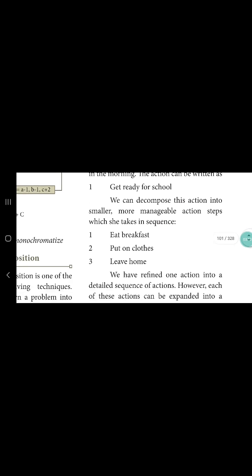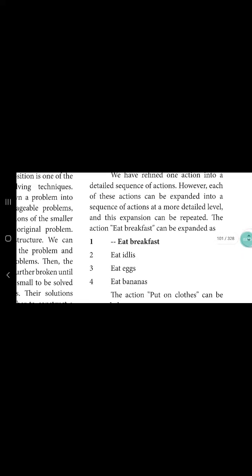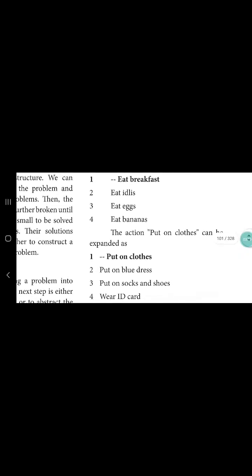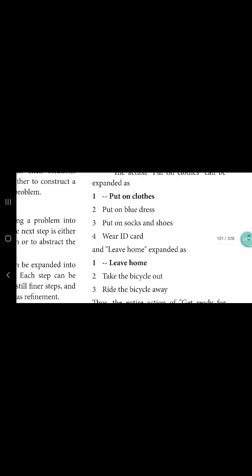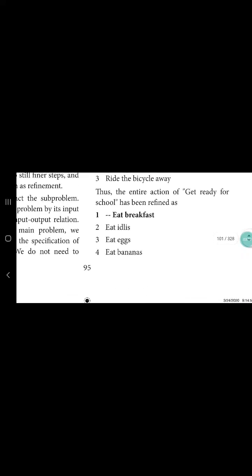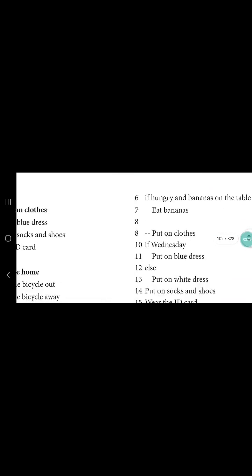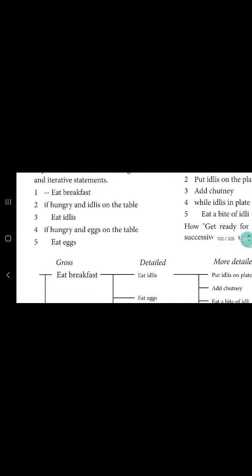Eat breakfast has some other detailed steps: eat idlis, eat eggs and eat bananas. Like that, put on clothes means put on blue dress, put on socks and shoes, wear the ID card. And leave home: take the bicycle out, ride the bicycle away. So it has some detailed steps in that, and more detailed steps are also given. Let us see that picture. It will help you understand easily.